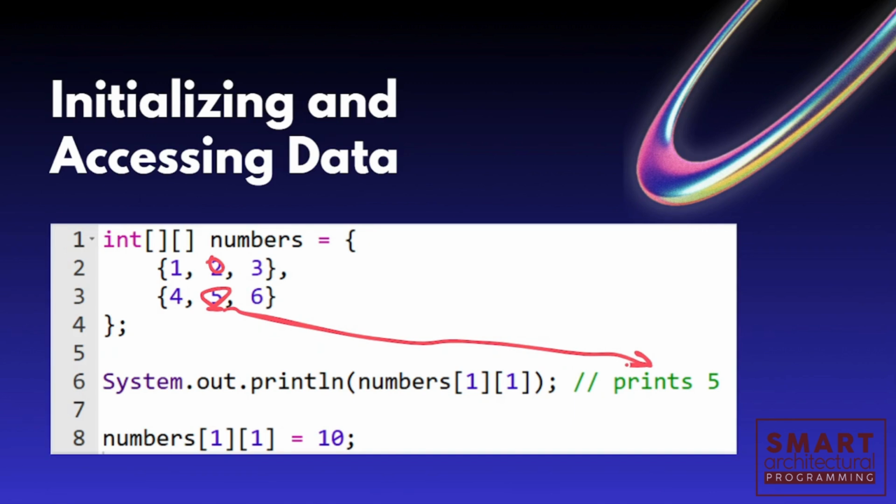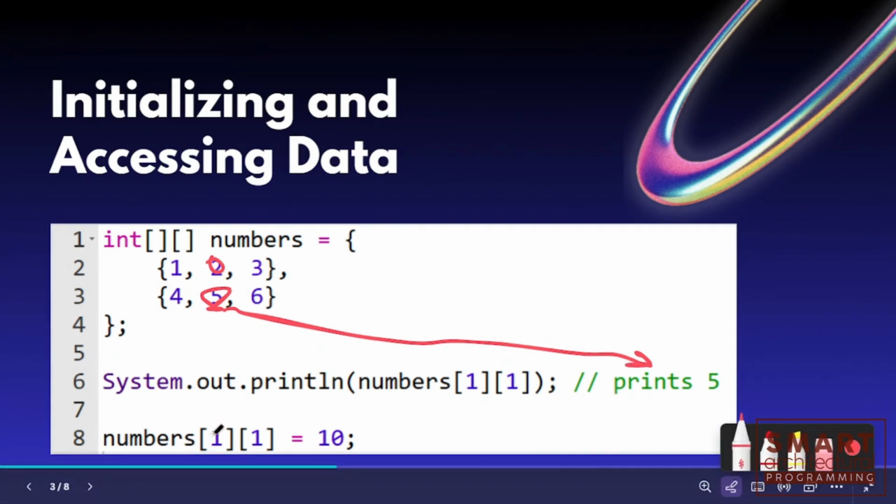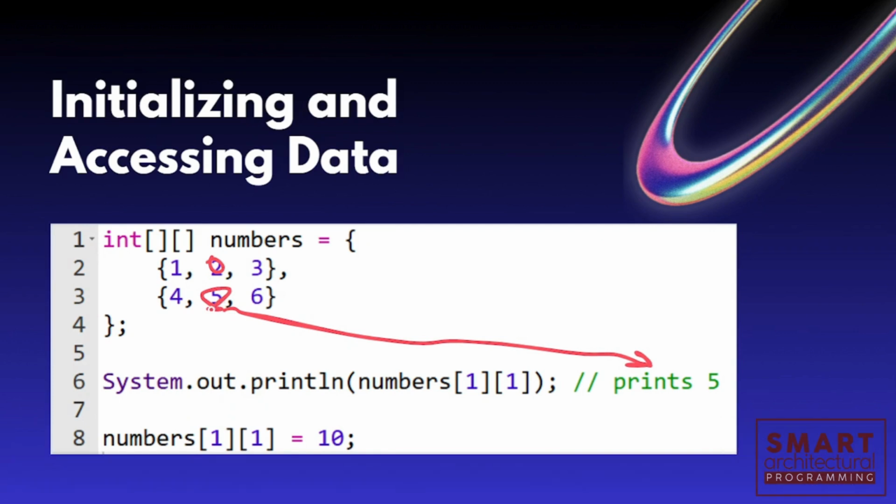Now if you look at line number 8 here, we use indices 1, 1 again. Basically we're using the same position, but we're doing a reassignment, changing the value 5 to 10. So that's what we're doing here. Again, 0 indexing is something you must always remember and focus on.